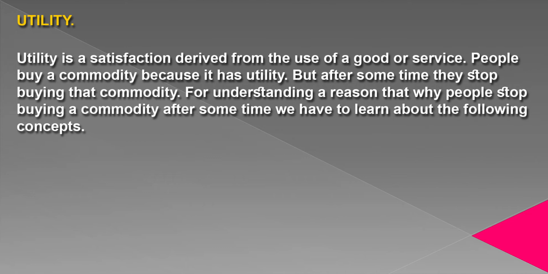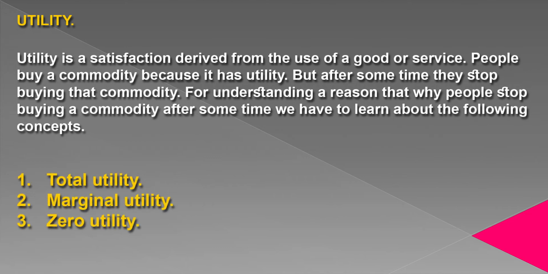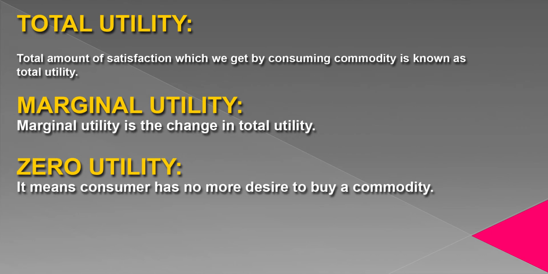To understand the reason why people stop buying a commodity after some time, we have to learn about the following concepts. Number 1 is total utility, number 2 is marginal utility, and number 3 is zero utility. Total utility: the total amount of satisfaction we get by consuming a commodity is known as total utility. For example, suppose a person consumes 3 apples. Whatever amount of satisfaction he gets by consuming those 3 apples is known as total utility.